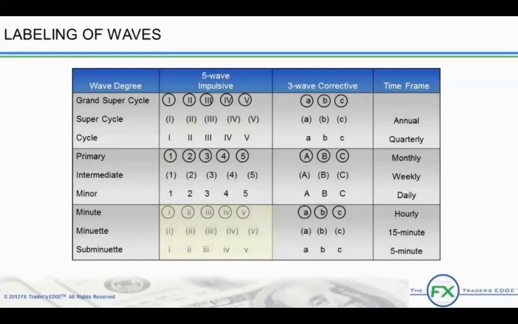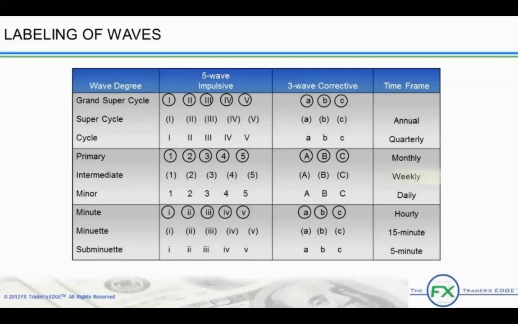Labeling below minor degrees is in small case Roman numerals. Labeling above primary degrees is in uppercase Roman numerals. The corrective waves are labeled in small case for the Roman numerals and in large case for the Arabic numerals. The final column in the chart is labeled time frame. Here I labeled which wave degree applies to which time frame in the currencies.